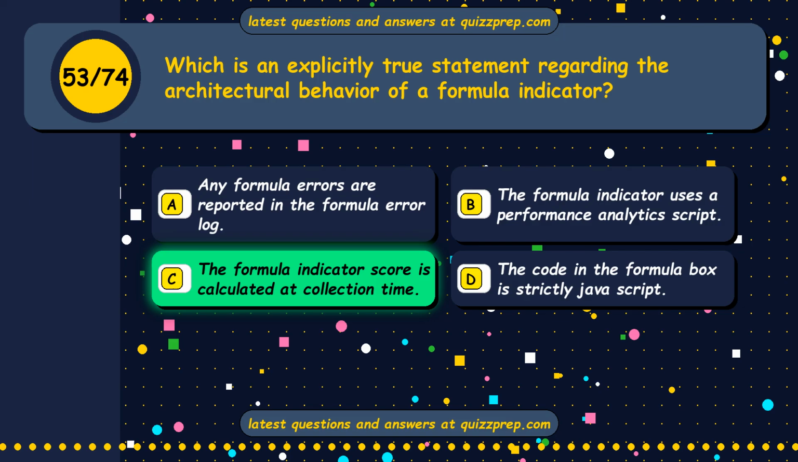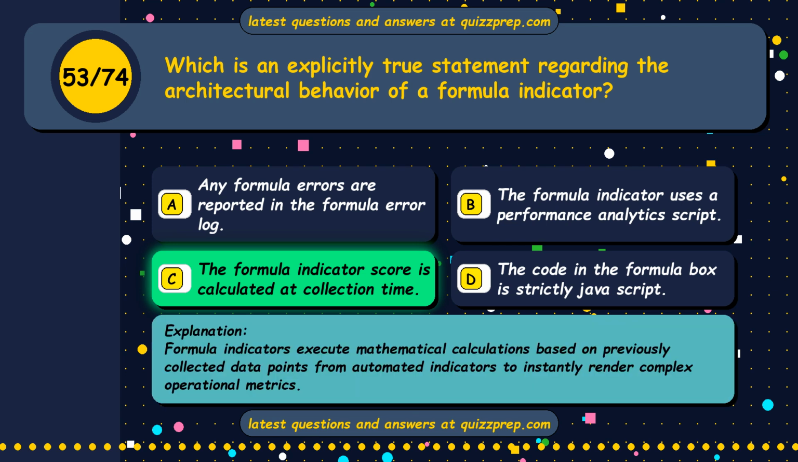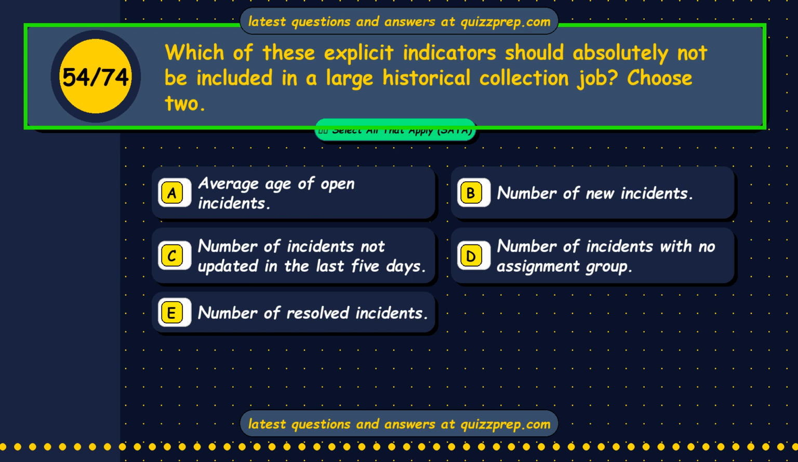The correct answer is option C. The formula indicator score is calculated at collection time. Formula indicators execute mathematical calculations based on previously collected data points from automated indicators to instantly render complex operational metrics. Question 54. Which of these explicit indicators should absolutely not be included in a large historical collection job?